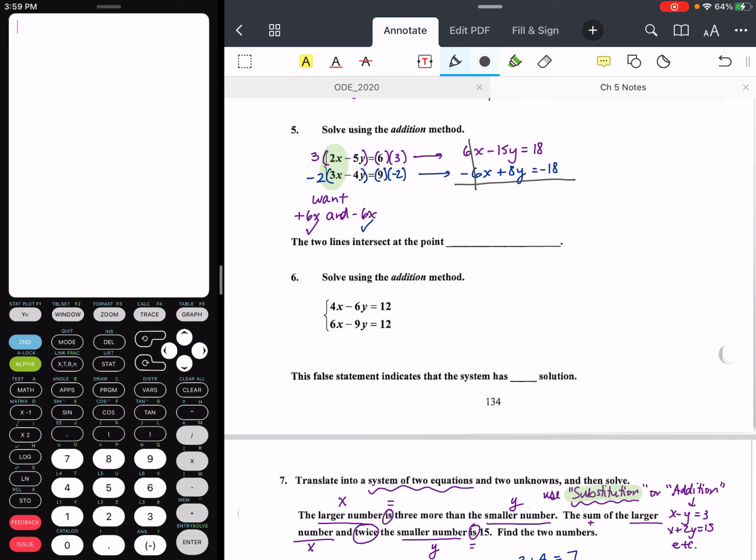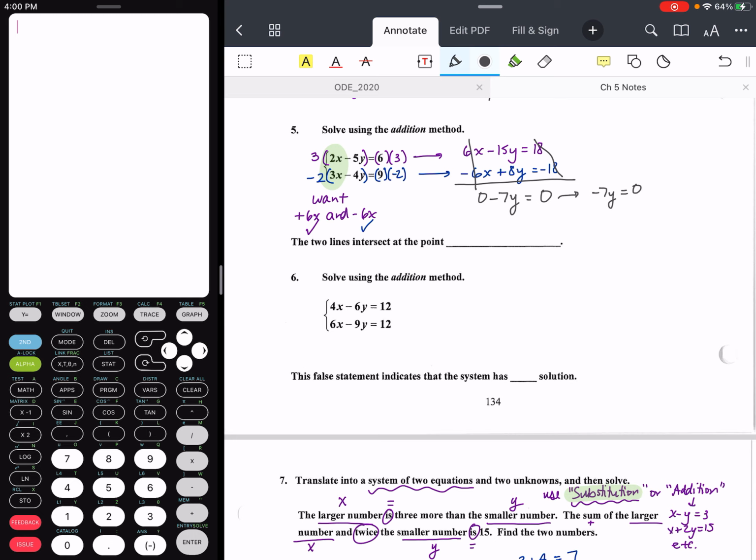6x minus 6x adds to 0. -5y plus 8y adds to negative, write a negative there, -7y, so 0 minus 7y. And then 18 minus 18 adds to 0. So now I have 0 minus 7y, which is just -7y, equals 0.